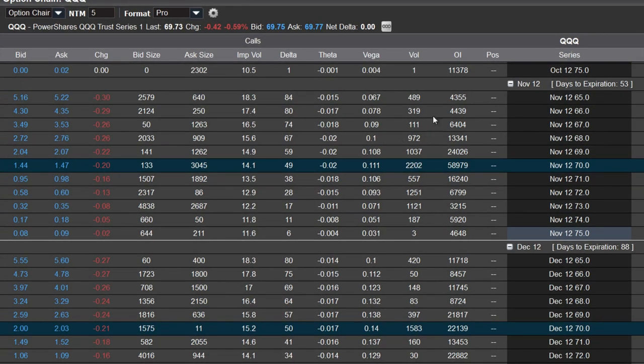All right. Okay, so we're looking at the 70 November calls. It's going to cost $1.47 per share to buy the calls. Let's go look at our delta. Uh-oh, our delta is 49. Well, shoot, can we do this trade? What do you guys think? Can we do the trade?